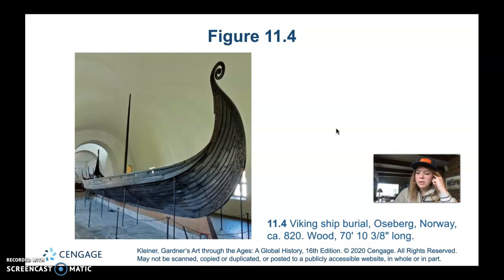Most of the preserved art of the Vikings comes in the form of their intricately carved wooden ships. So mostly what we have left behind from the Vikings are actually their ships. This is a ship from a Viking ship burial from Augsburg, Norway, 820, it's wood. It's about 70 feet long, so it's quite long. Probably why it's called a longboat. And you can see some striking examples of Viking wood carving on this wooden ship.